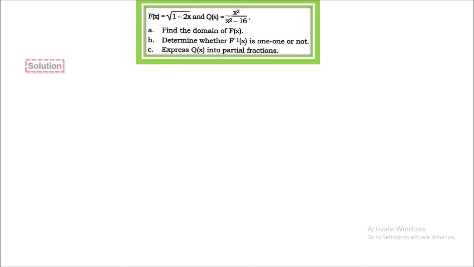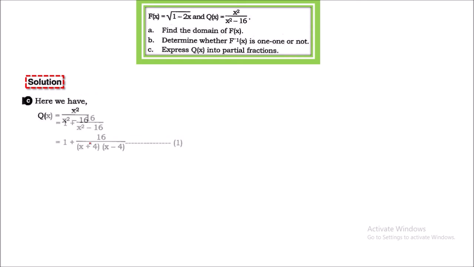Okay, now question number C: express q of x into partial fractions. So here q of x equals x square by x square minus 16. We have to express q of x into partial fractions. Here we have some condition. You can see the numerator's highest degree is 2, and in the denominator it's also the same degree. So for similar degree we have to keep a 1 and just break it.